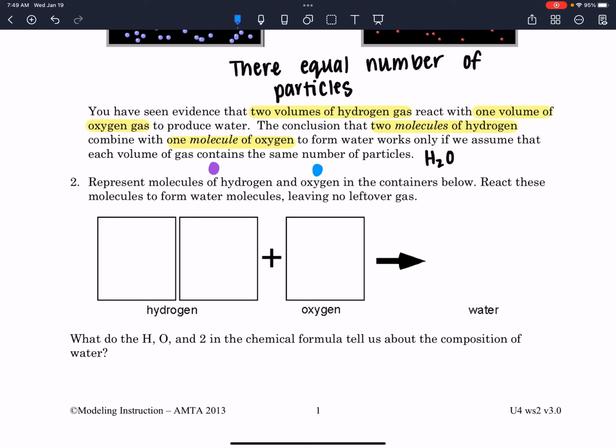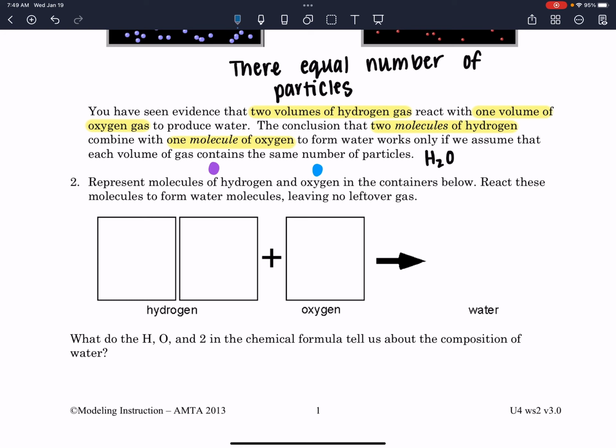Because at the time of Avogadro's hypothesis, scientists and chemists alike did not know that molecules contained more than 1 atom. So when they thought of a molecule, they thought of individuals the way I've drawn them here. So I'm going to draw my hydrogen molecules reacting with oxygen molecules to produce water.